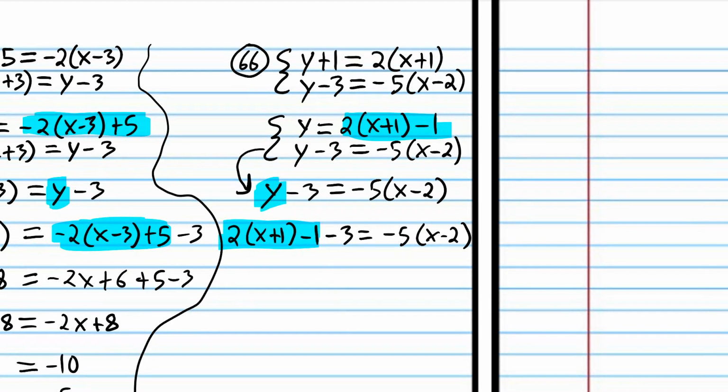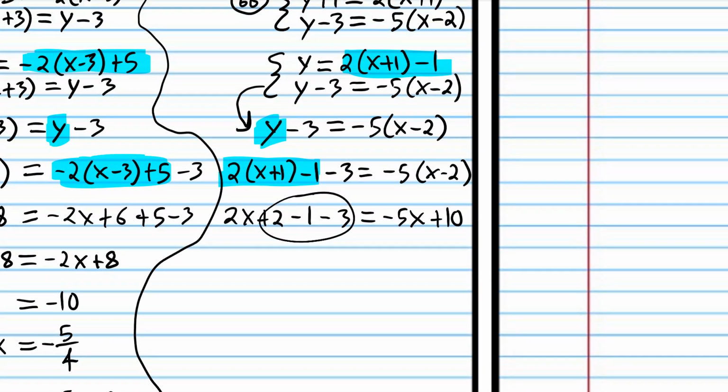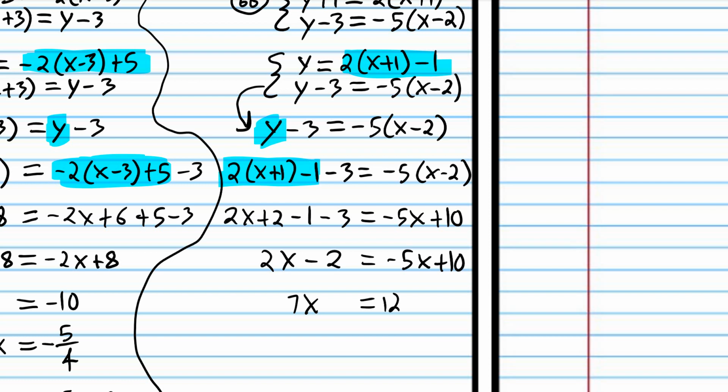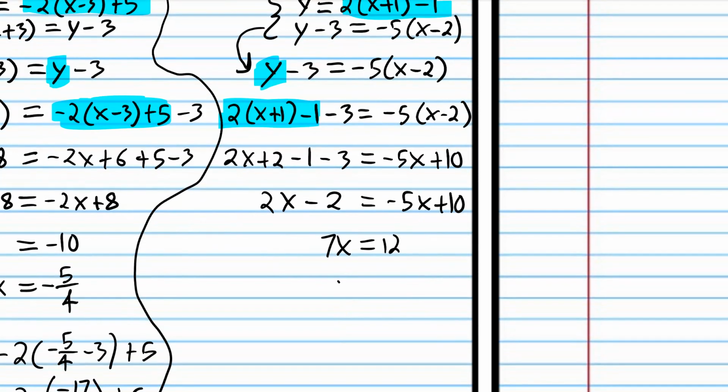Now we have an equation with parentheses. We just get rid of the parentheses. And I'm going to combine all of this stuff. 2 minus 1 is 1. 1 minus 3 is negative 2. And now I'm going to add 5x to both sides and add 2 to both sides. And we get 7x is equal to 12. Divide both sides by 7, and we get x is equal to 12/7.